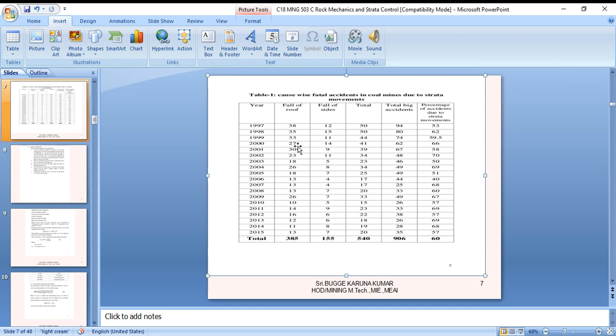So this is simplified data collected from the mines. This data helps us concentrate on which types of accidents can be reduced by our methodology. Going through the statistics, we can easily understand how we get 60%.